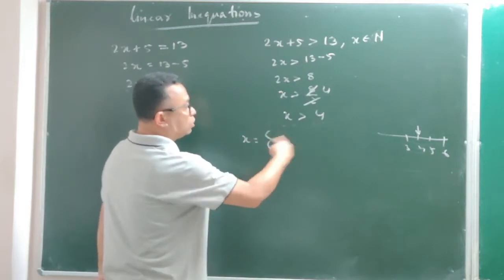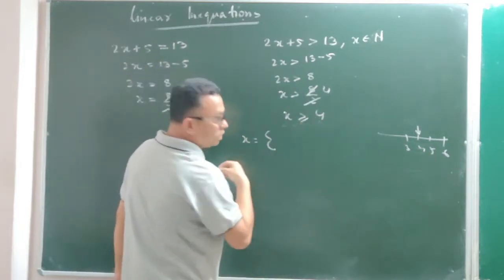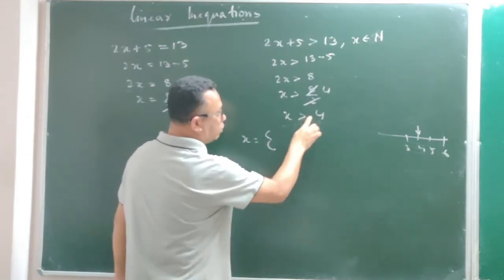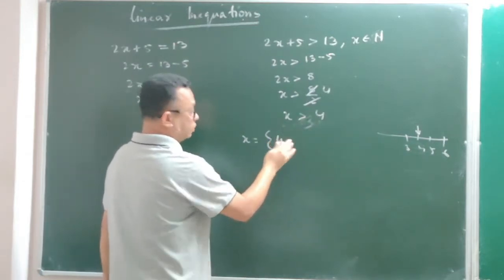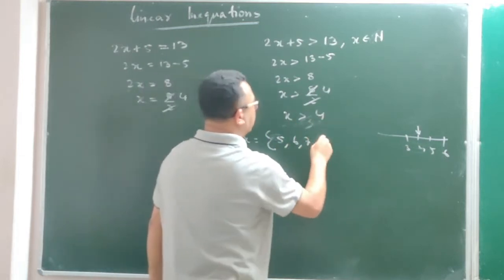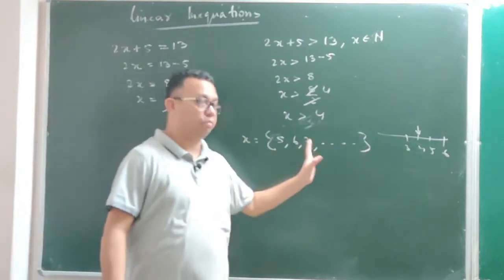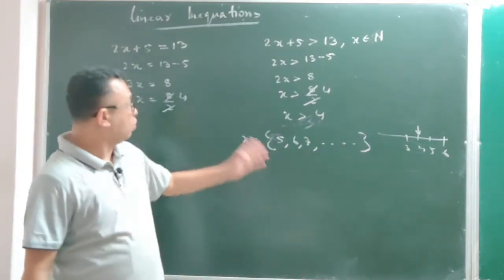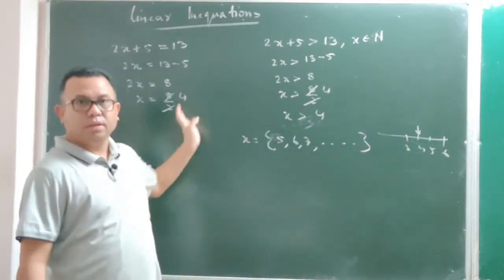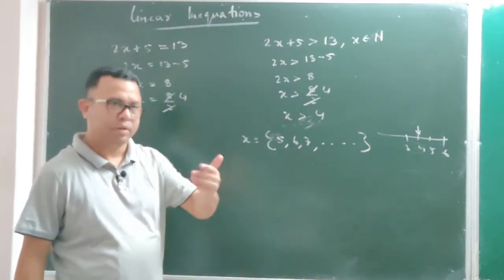This is what we call the solution set. In the solution set, I cannot take 4. If equal to was there, then I would have taken 4 also. But since equal to is not there, it becomes the next number: 5, 6, 7. It goes on and on and on. So you can add infinitely many numbers here. This is the difference between equation and inequation. So the process is the same.